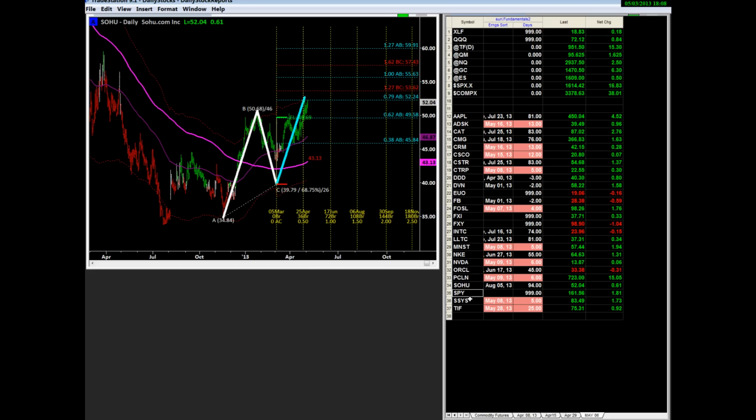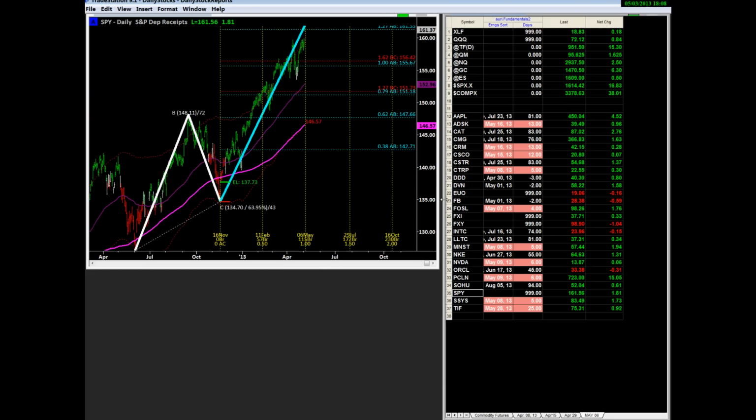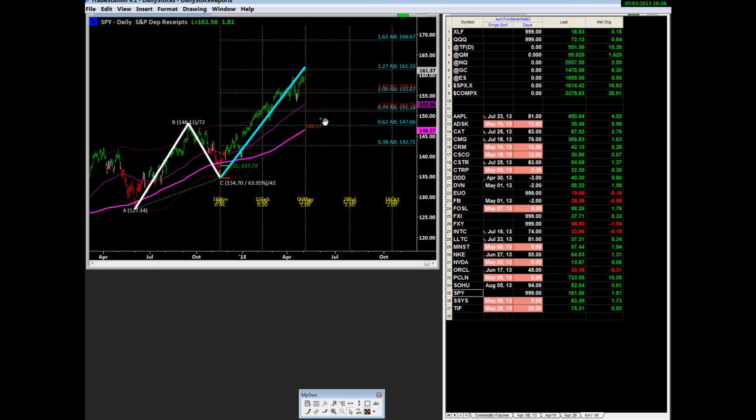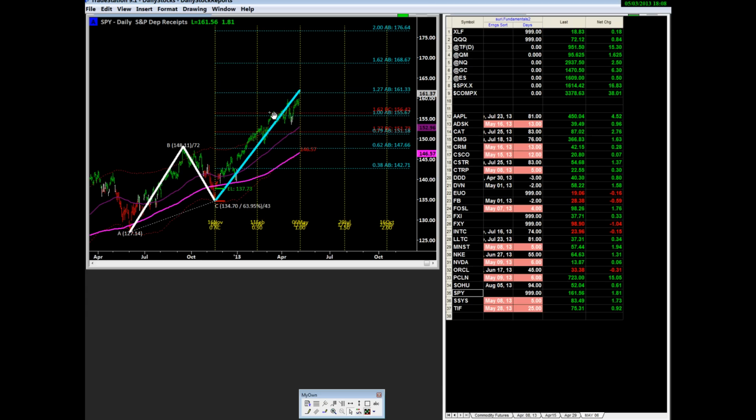Then the other one is Spiders. Spiders, it's like the S&P, of course. I already talked about it. It has now reached $161, and it also reached 127% of AB. I'll be a bit careful, but on the upside target, maybe it goes all the way up to $168.